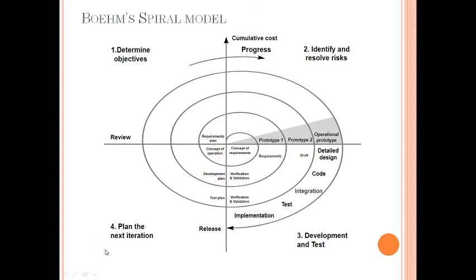And in the fourth part, plan the next iteration. Plan the next iteration in the sense, what else, what new feature can be added to the software. So that will be done in the fourth phase. So this is Boehm's spiral model.